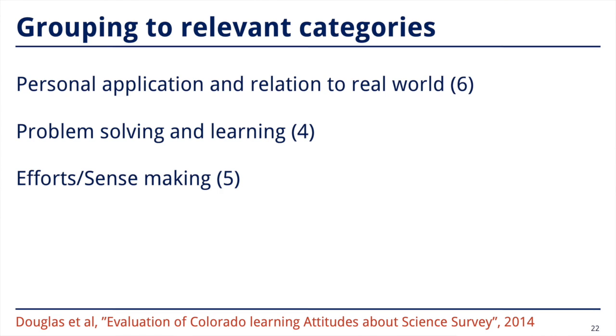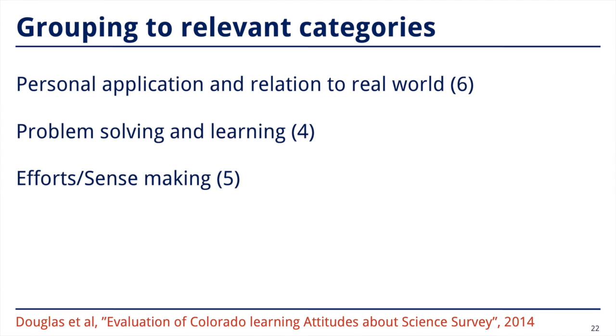Statements in CLASS are grouped into various categories representing various attitudes as they relate to different aspects of learning. While many studies have categorized CLASS, here is a brief grouping shown by K. Douglas. In this case, CLASS is grouped into 3 broad aspects: personal application and relation to real world, problem solving and learning, efforts and sense making. The numbers in parentheses represent the number of statements that make up each of these groups. For a group like personal application and relation to real world, there are 6 CLASS statements that make up this group.